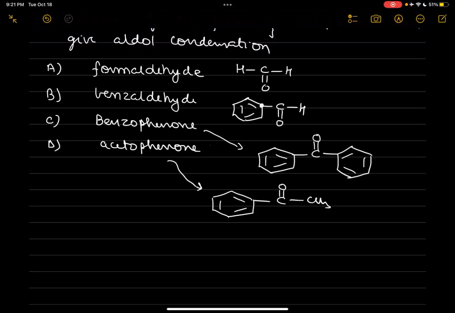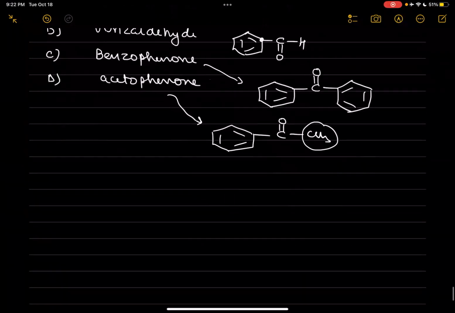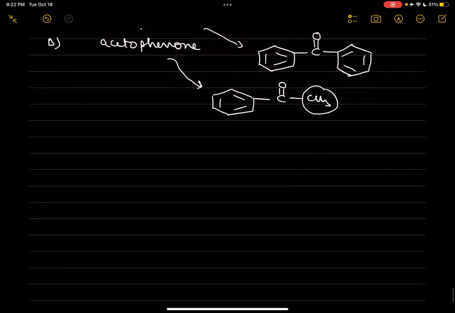So which is going to give? Now you can understand why acetophenone is going to give aldol condensation. This is the alpha carbon, and alpha hydrogen is also present. Okay, so the first category of questions is this only.